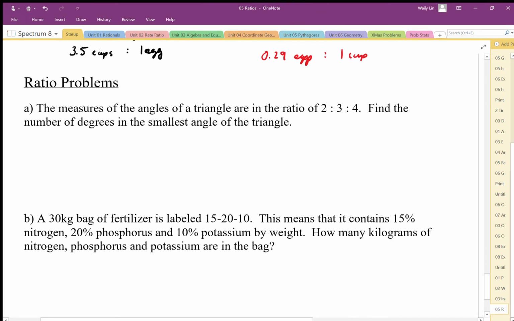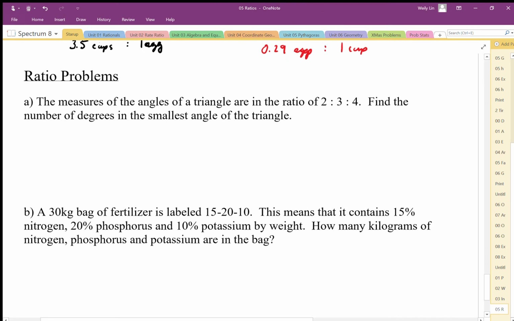So let's try a couple of these problems. We have a problem here where we have a triangle. I don't know if I drew this very accurately, but I have 2 parts, 3 parts, and 4 parts as my angles. I don't have very much to go with here, although I do know that the total angles of a triangle add up to 180 degrees.